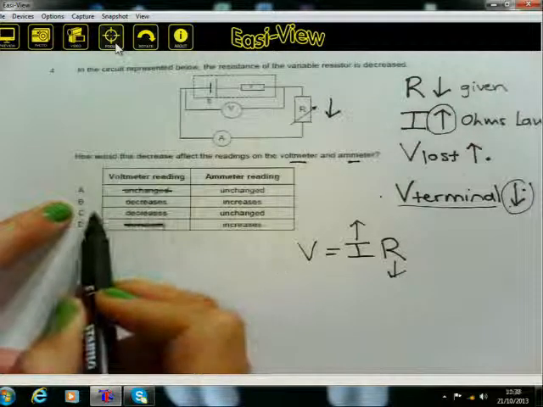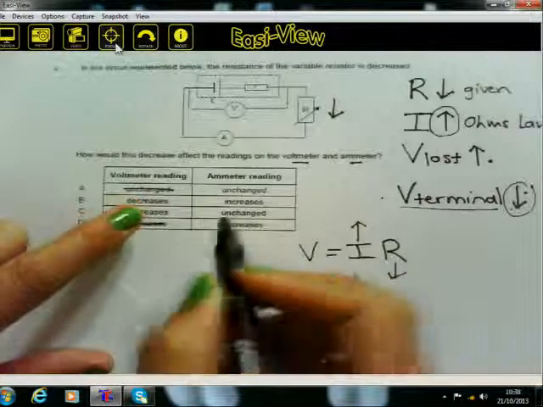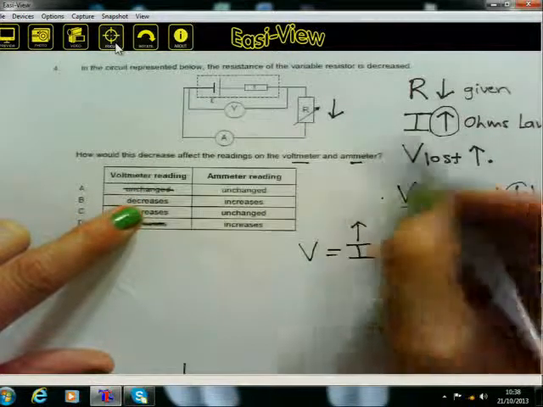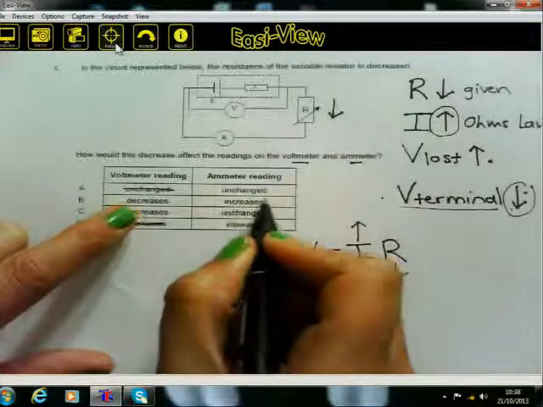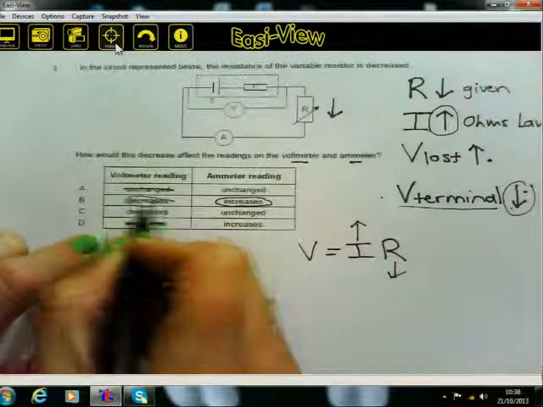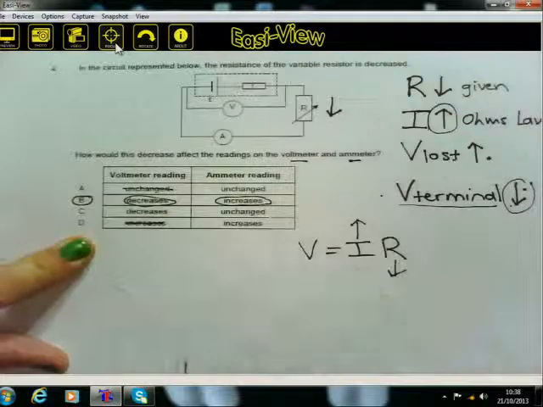So it's between B and C. They are both decrease. Then you see the ammeter reading must increase. There's the decrease and increase. The answer will be B.